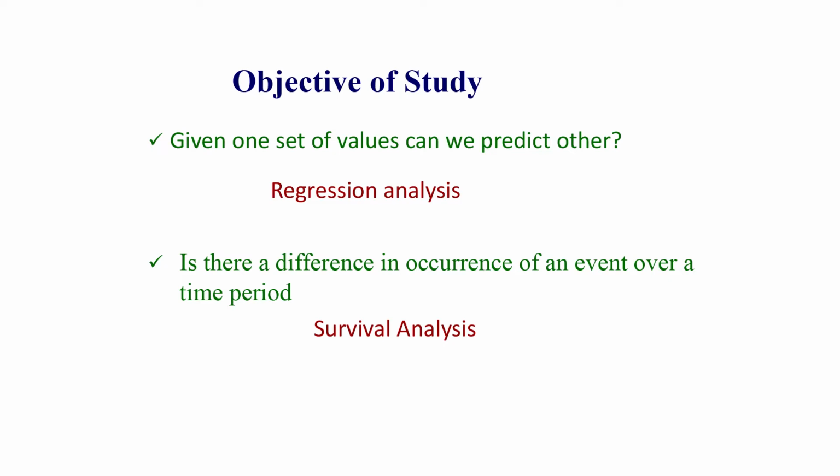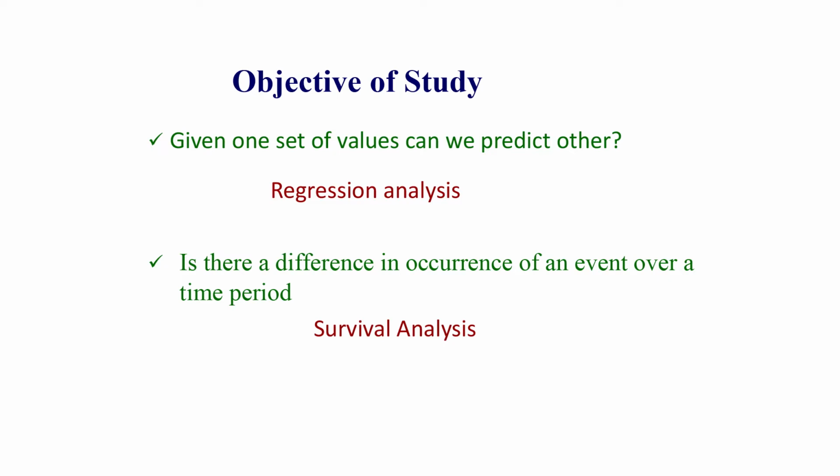And lastly, there can be a difference in the occurrence of an event over a time period. For example, if you are giving some medication in pre-diabetic individuals, how much time do they take to convert into diabetics? There can be two groups. One group is receiving some medicine and another group is not receiving any medicine, and you are following these pre-diabetic individuals over a period of time. If you want to study how many individuals convert into diabetes and after what time period, then the kind of analysis which you do is called survival analysis.